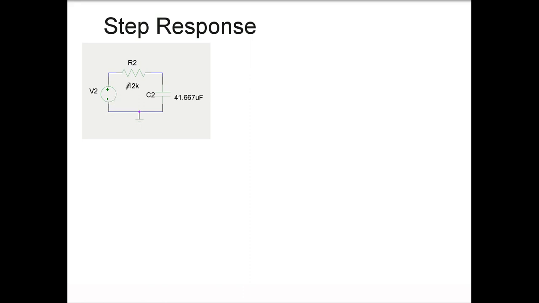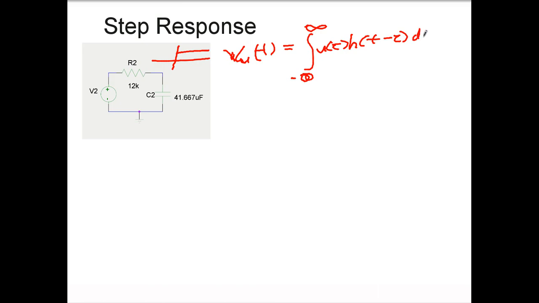Let's now talk about the step response. And to do this, I will not use the differential equation approach. I will use convolution. So let's first write the equation. For convolution, I will call this v sub u of t. v sub u of t equals the integral from minus infinity to infinity of u of tau h of t minus tau d tau.